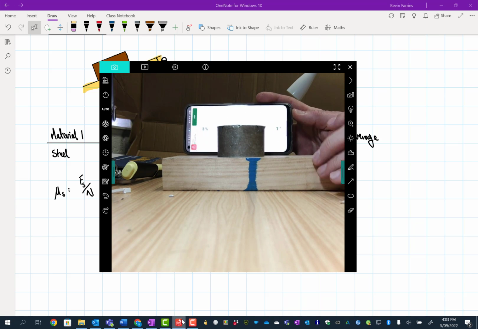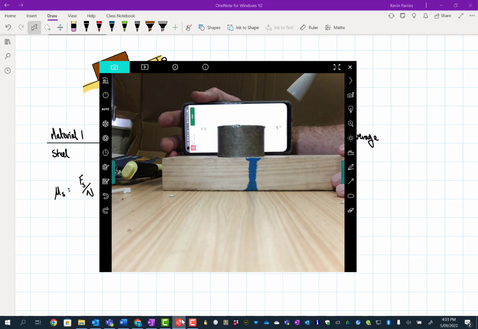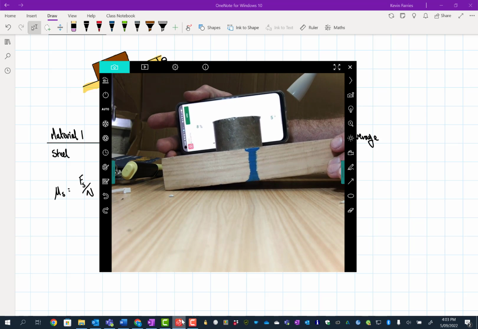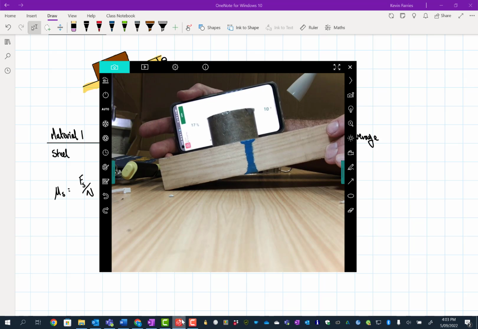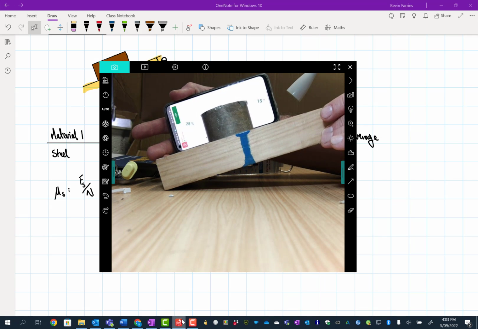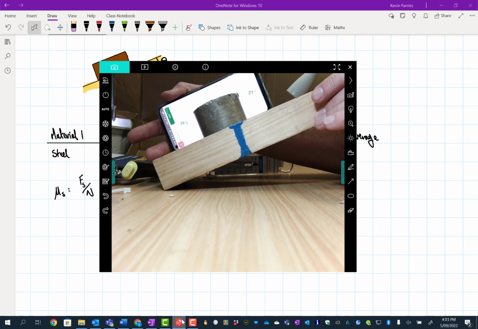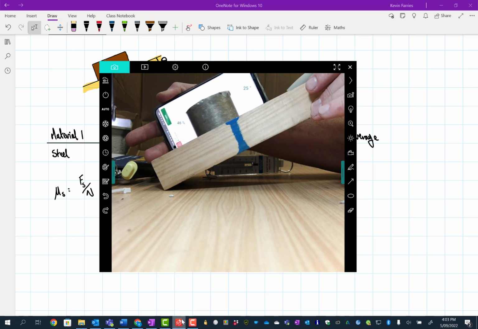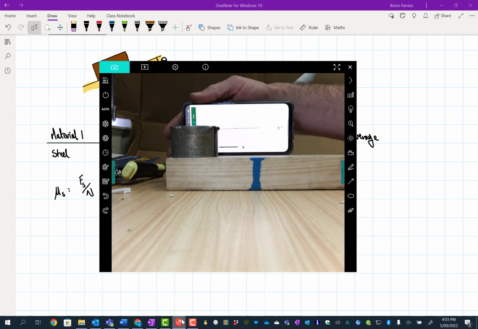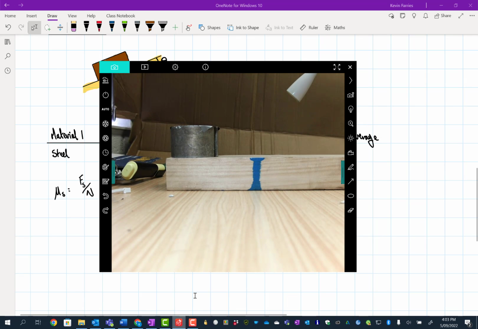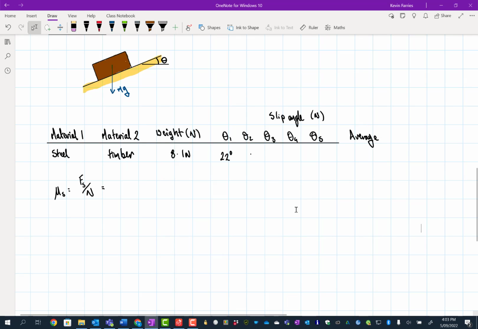Okay, so I'll just do that again. Let me just hold it nicely. You've got to hold it perpendicular, otherwise it doesn't measure the right angle. Just see what we get this time. Okay, I'll do that another 3 times. That was 24 degrees that time.